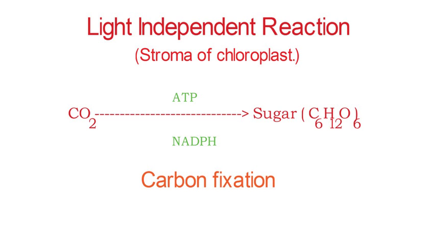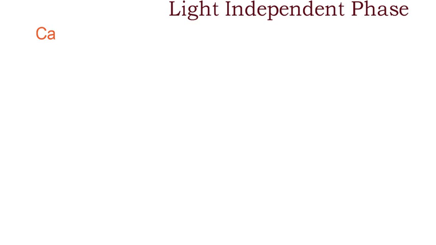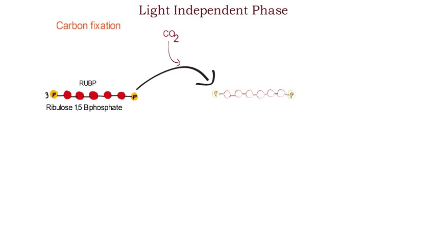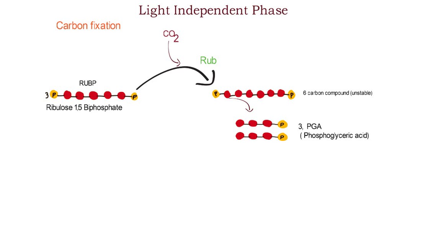Number 1 is carbon fixation or carboxylation. Here carbon dioxide reacts with RuBP to form a 6 carbon compound, which is very unstable, so it splits into 2 molecules of phosphoglyceric acid or PGA, which are 3 carbon compounds. The enzyme needed for this reaction is Rubisco or RuBP carboxylase. I have shown here that carbon has small red circles for better understanding.